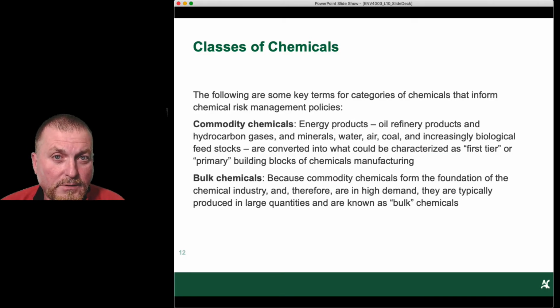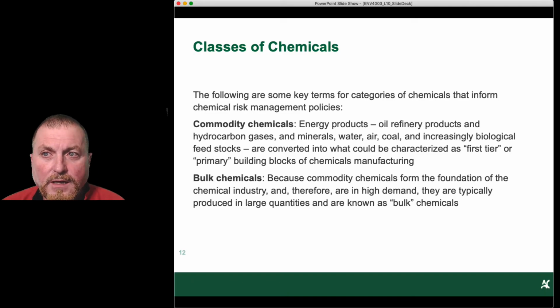And there's different types of chemicals that you should be aware of, right? Commodity chemicals. Those are the big ones that a lot of that manufacturing shifted to developing countries. Oil and gas is a principal feeding stock for chemicals, right? So energy products are converted into what could be characterized as first tier or primary building blocks of chemicals manufacturing. And these are produced in huge volume, and they're typically produced today in developing countries. A relatively small percentage of these commodity chemicals are still produced in developed countries because it's much cheaper to do it in developing countries, with all the ramifications of that, right?